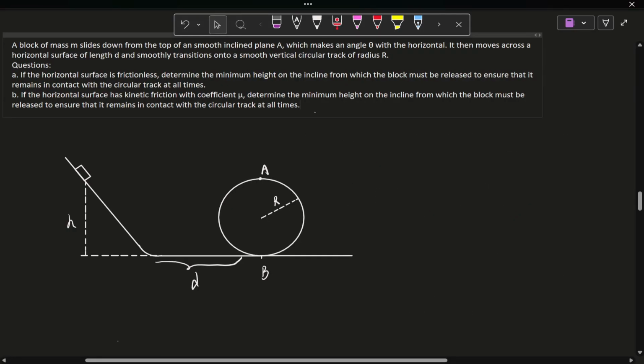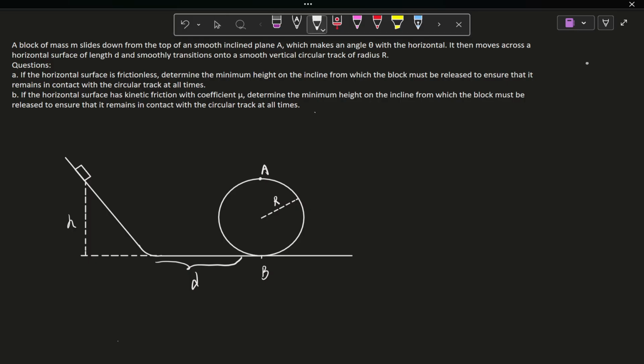Alright, part B. If the horizontal surface has a kinetic friction with coefficient mu, determine the minimum height on the incline from which the block must be released to ensure that it remains in contact with the circular track at all times. This is actually a little bit different from the previous part since the horizontal track actually has friction. So the work done by the friction will actually cancel out a little bit of energy the object has at the original position.